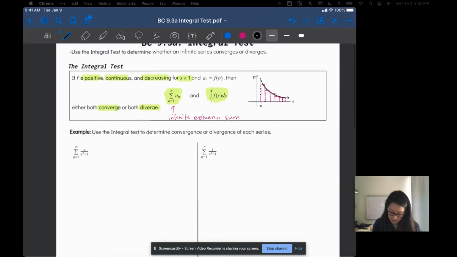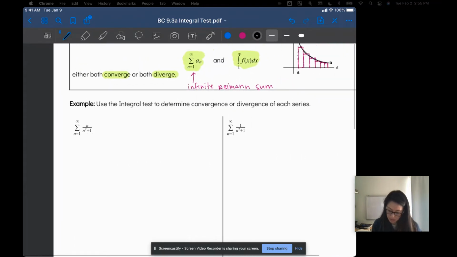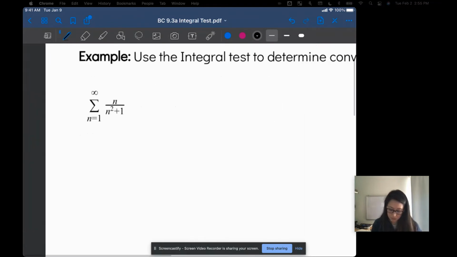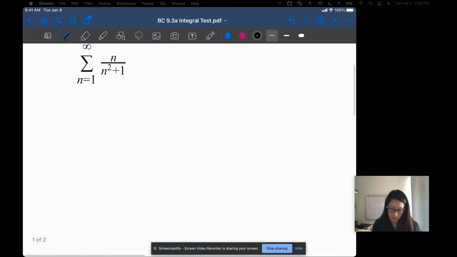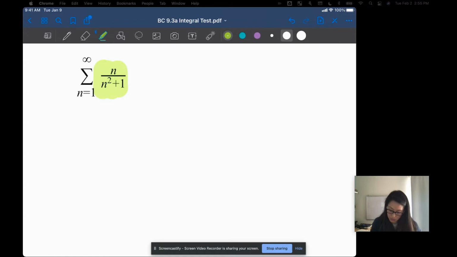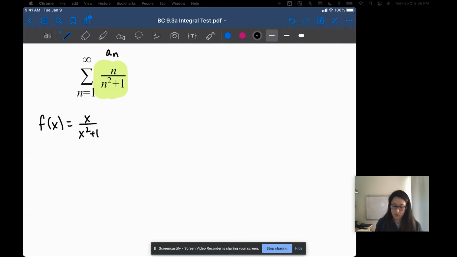Okay, so we're going to use the integral test to determine convergence. For the first one, the sum from n equals 1 to infinity of n over n squared plus 1. So basically this n over n squared plus 1 is a sub n. So we need to say that f of x is equal to x over x squared plus 1. It's just a sub n, but written in terms of x. And we have to state that we can use the integral test.